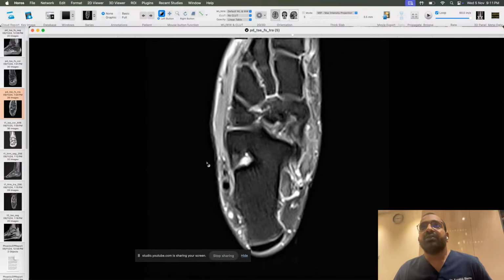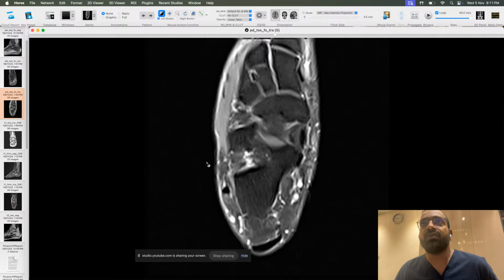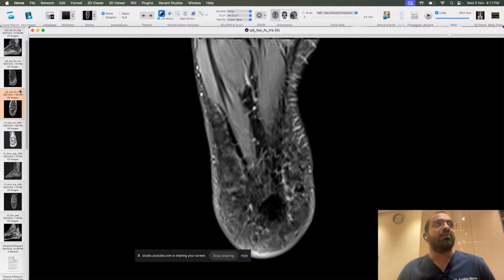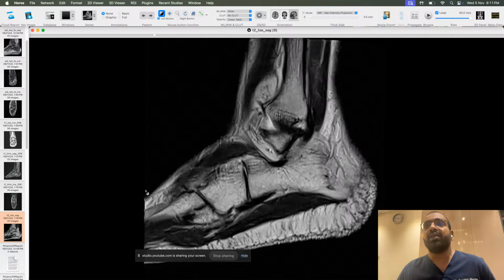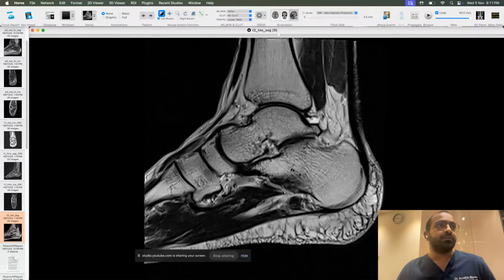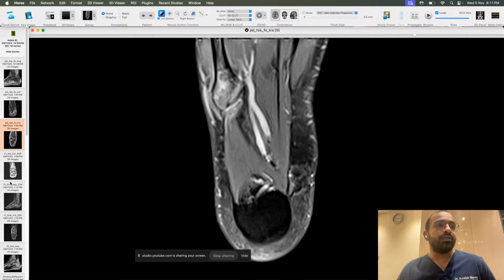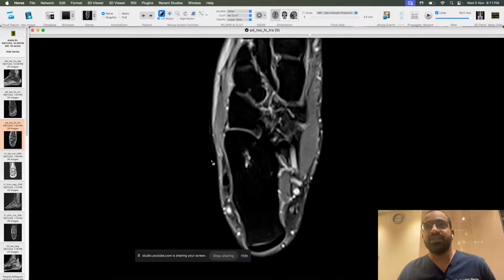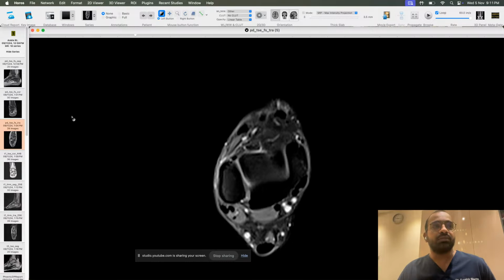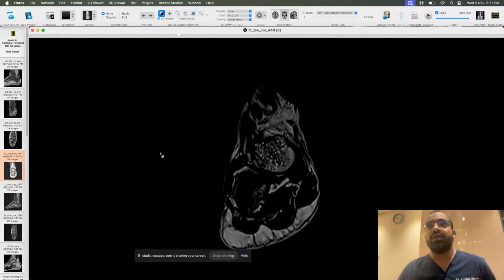So what we are seeing here, I'll just scroll through the images. They've done an ankle because the patient is complaining of pain in the lateral aspect of the ankle and foot. But my technician and the clinician have advised only ankle for the patient and not foot. These are the T1 images, coronal.